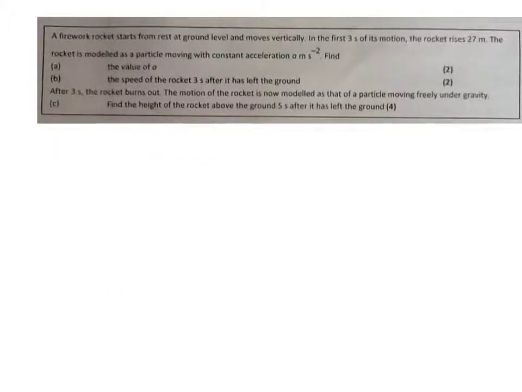We now have a new situation. The rocket is not acting under any forces, it's only acting under gravity. So from here on, our acceleration will be minus g, which is minus 10. The speed at 3 seconds, the 18 meters per second, becomes our u.